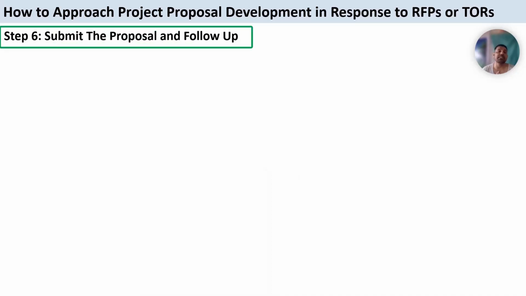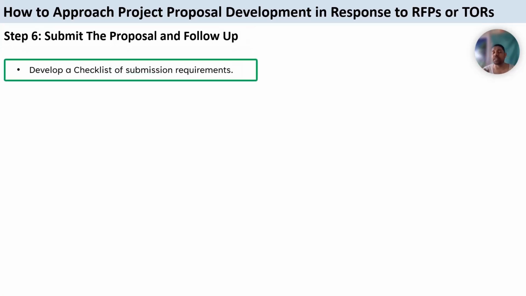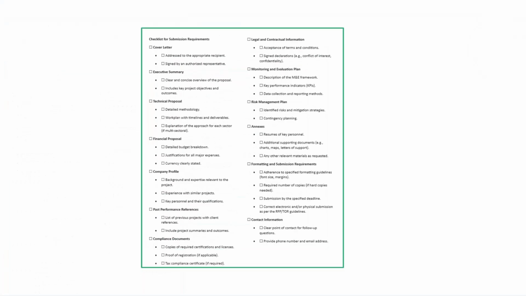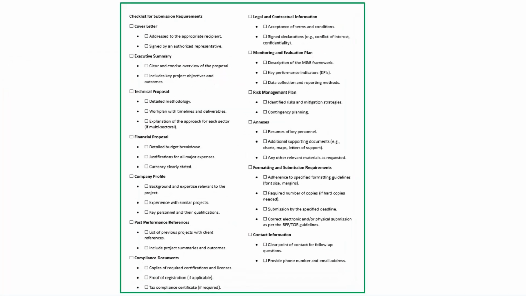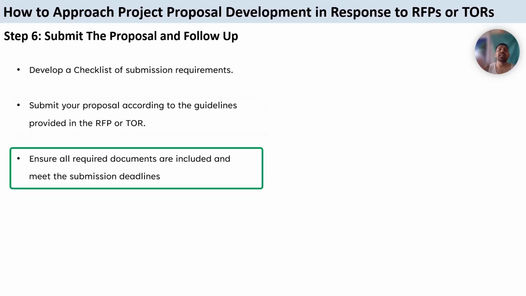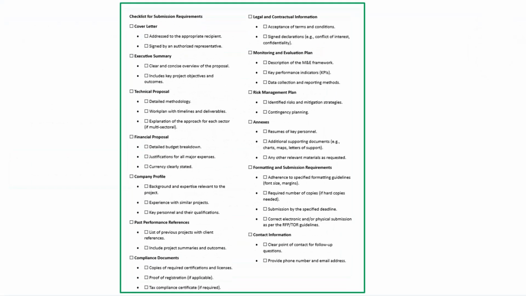The next step is to submit the proposal and follow up. First, we need to develop a checklist for submission requirements. What are the requirements? What are the different documents required along with the project proposal? So we need to develop a checklist for that. Then we need to submit our proposal according to the guidelines provided in the request for proposal or ToR. It could be either a proposal, budget and work plan through email, or it could be through mail in hard copies. So we need to ensure all required documents are included and they meet the submission deadlines.